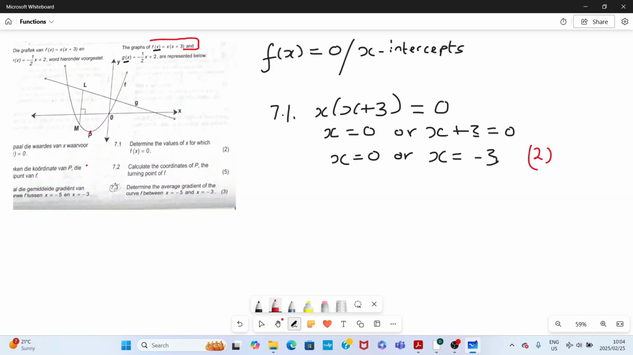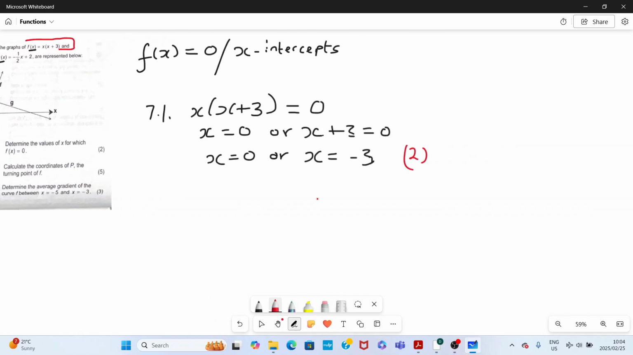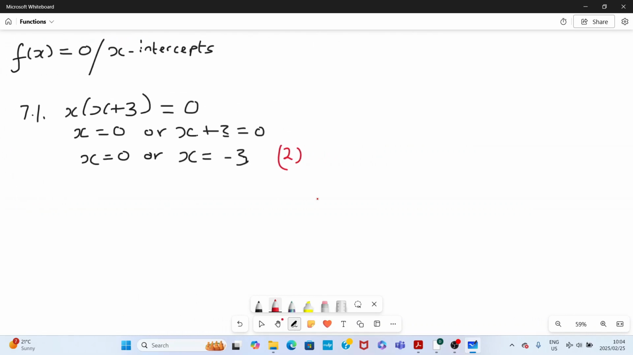I'll need some more space in this case because we'll do something interesting. I'll introduce you guys to a method of completing the square, which is a method I prefer to use to solve this question. So in 7.2, they just want us to find the turning point, that is the x coordinate and the y coordinate of the turning point.